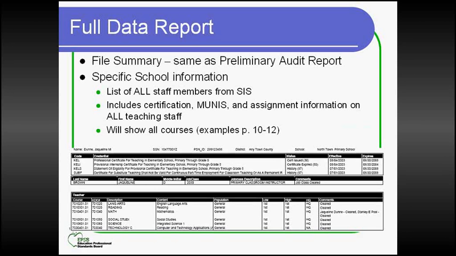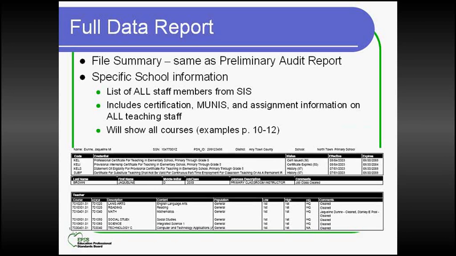That started in about 2006 when we realized that we were missing some folks that had been coded as support or other, either inadvertently or sometimes on purpose to hide them from the LEAD report. Unfortunately, that does happen. So we do pull everyone. So don't be surprised when you're looking at your full data report if you see your custodians and your cafeteria workers, if they're listed in Infinite Campus with a Social Security number and attached to a school, they're going to pull in the file. It will also include certification, munis, and course assignment data for all teaching staff.